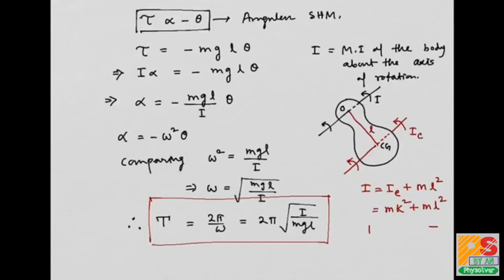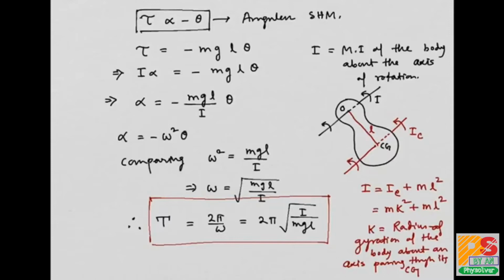Now don't forget what is k. K is the radius of gyration of the body about an axis passing through its CG, right? So I equals mk square plus mL square.